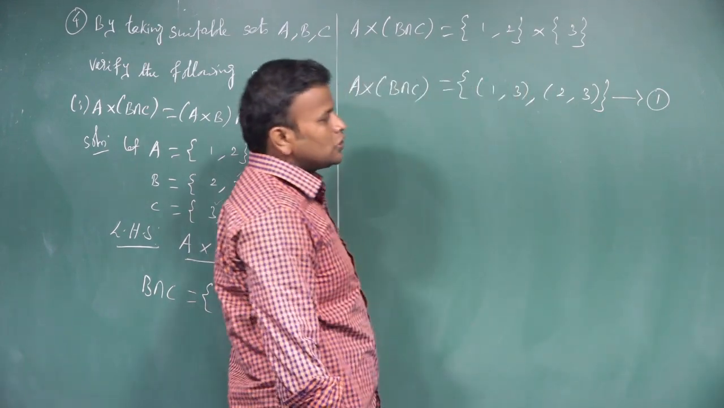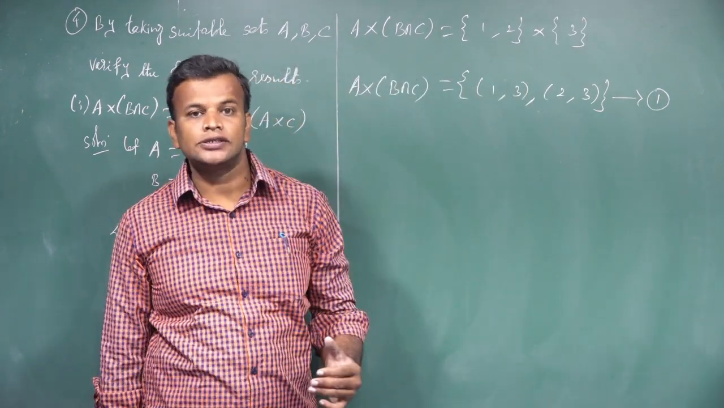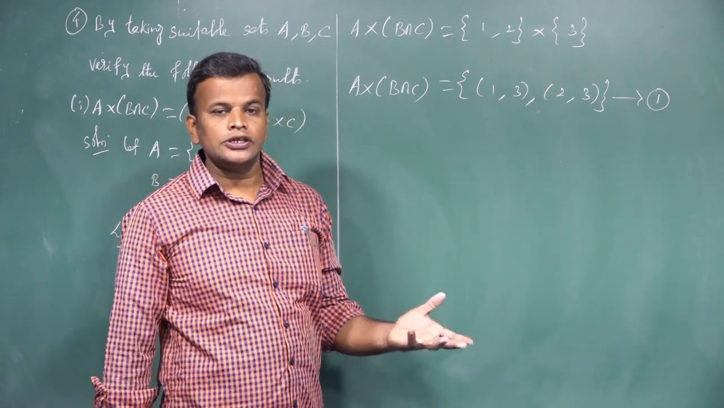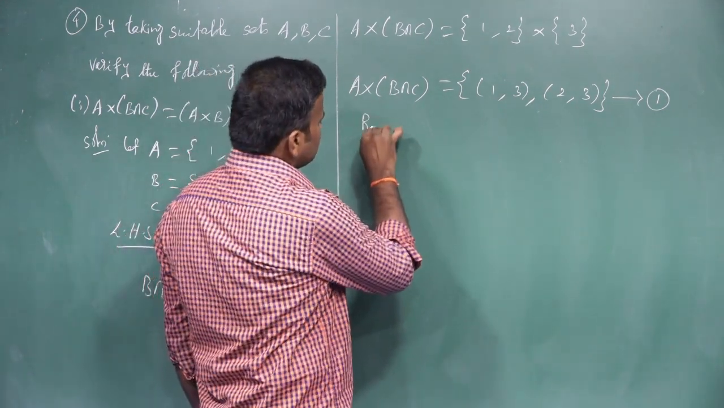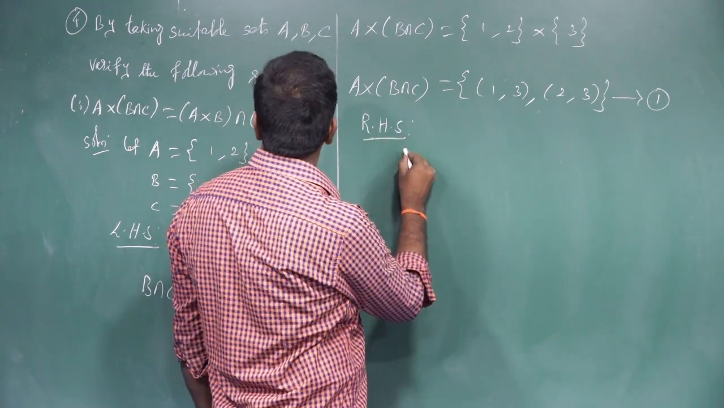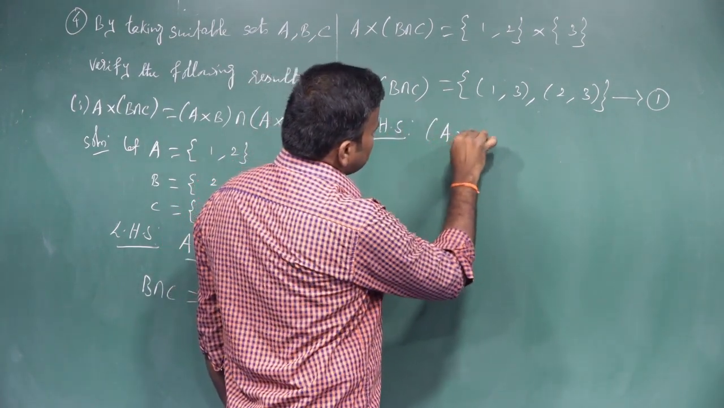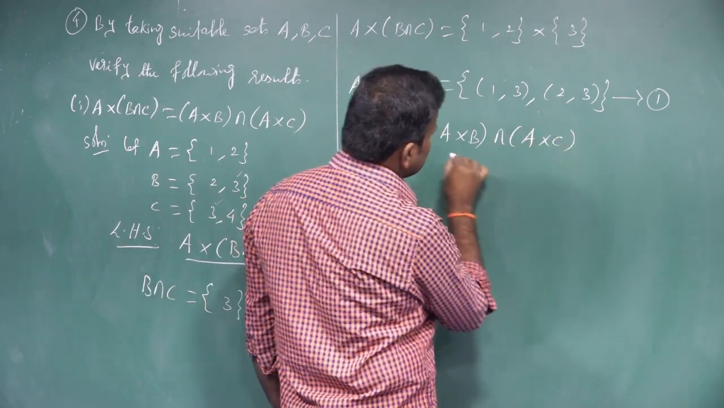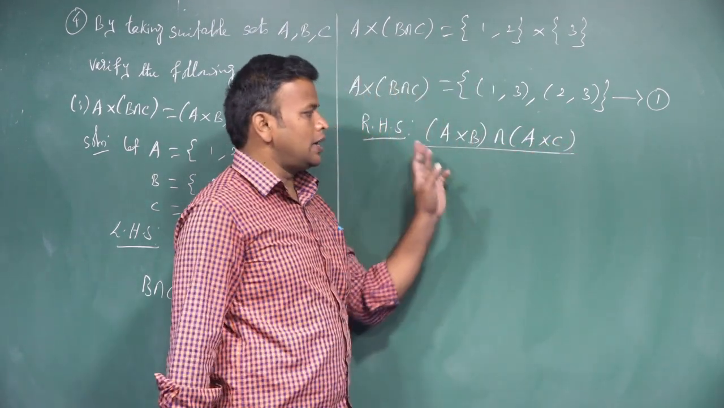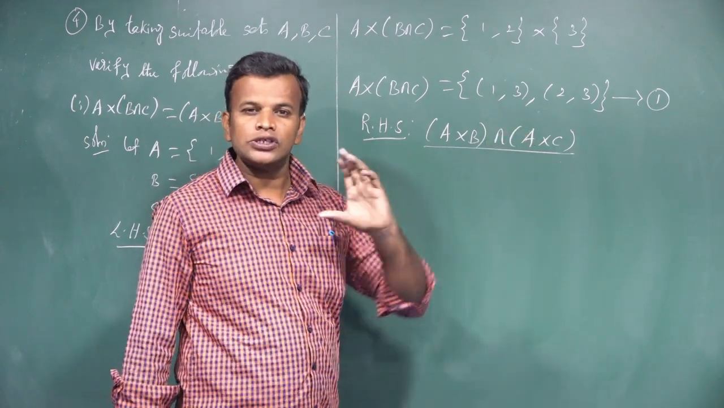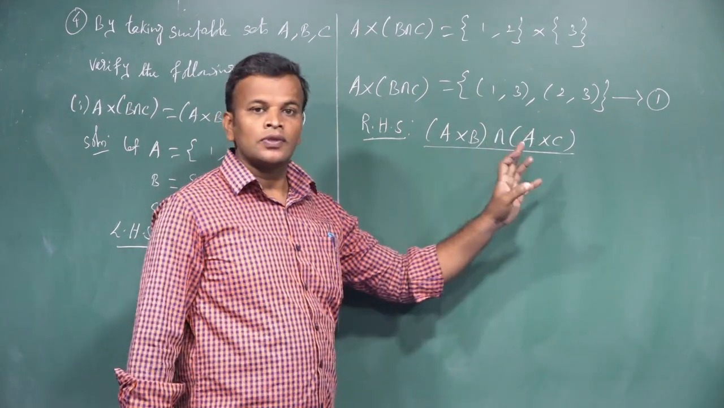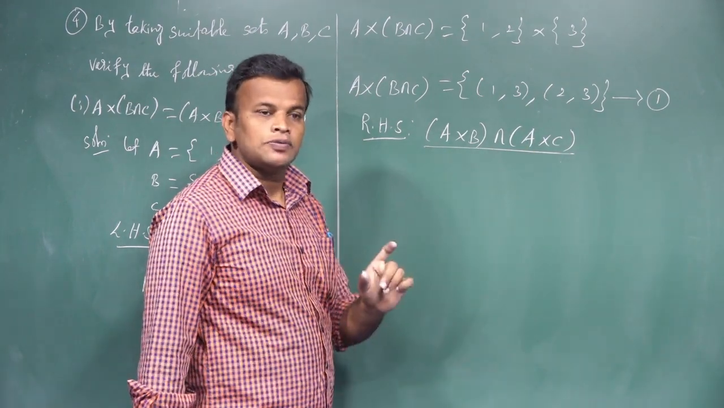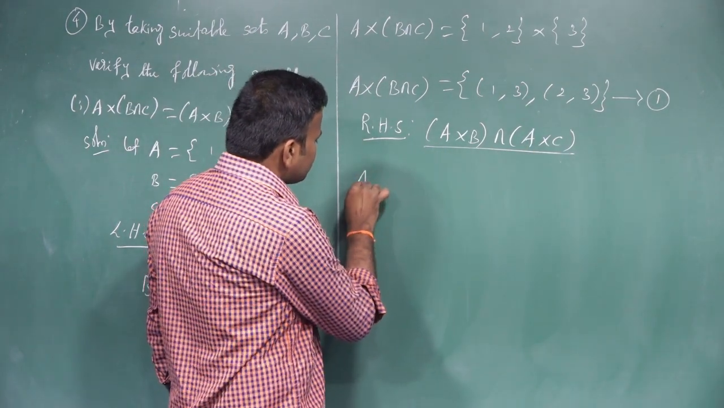I put it as the first equation. Actually, it is the value of the LHS. Now, to check the exact answer, we need the RHS also. Next we move to the RHS. What is the RHS? (A cross B) intersection (A cross C). To find this, first of all we need these two sets, because we need the common elements of these two. So first we find A cross B.